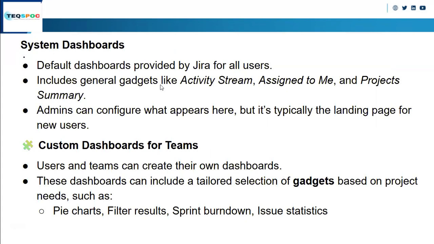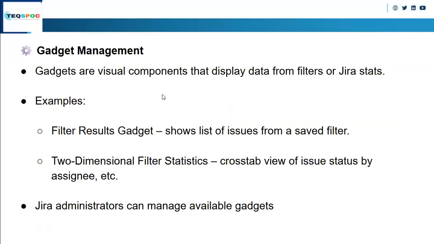Now system dashboard. In a system dashboard, you can add different types of gadgets. The default dashboard is provided by Jira for all users, including general gadgets like activity stream, assigned to me, and project summary. Admin can configure what appears here, but this is typically the landing page. In Jira Basic we saw how to create a custom dashboard. Now gadget management. We have also done how to add a gadget in Jira Basic. We will see again here how to add a gadget in a system dashboard.